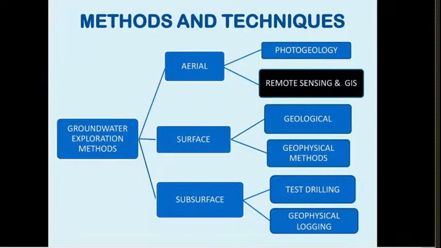GIS is a very important term in the modern world. Using this we can find where the water source is under the earth itself, under 300 feet, 400 feet. It's like a movie, that kind of thing. This is a remote sensing process. We can find the source of water using the satellite signal. That is aerial; the surface related one is the geographical method. Then subsurface means test drilling and geophysical logging. These are the methods. Remote sensing is image processing in biology.